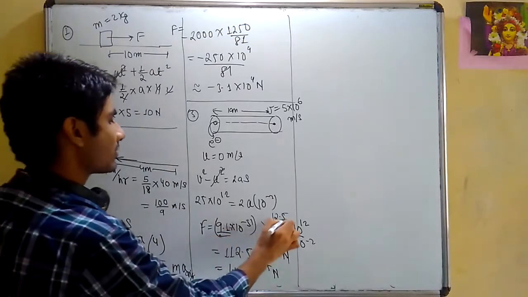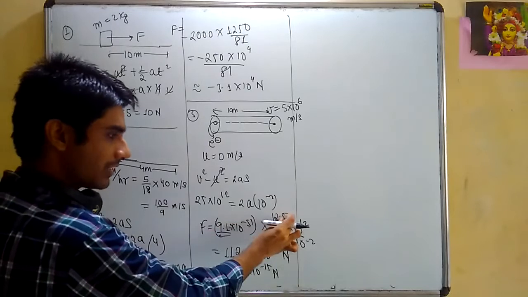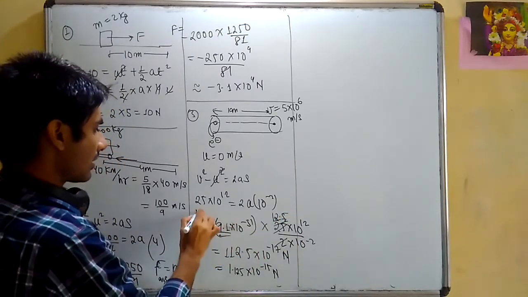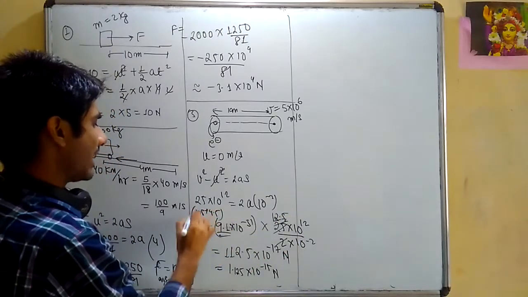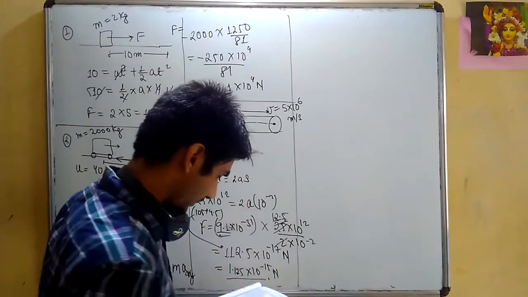You can multiply this also, or how I did it: 12 nines is 108 and 0.5 nines is 4.5. I added it and wrote 112.5. So this is the answer.